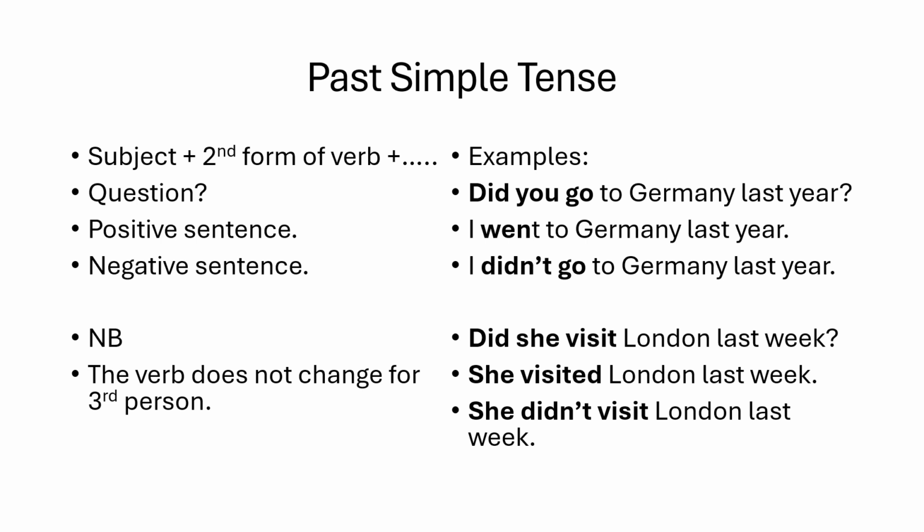Past simple tense. The formula: subject plus the second form of the verb. All right. And in this, again, you have question, example, positive sentence, negative sentence. And note that the verb does not change for third person in the past. So let's have a look at the examples.